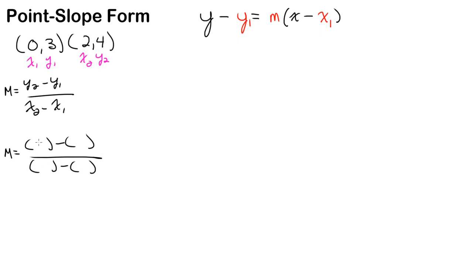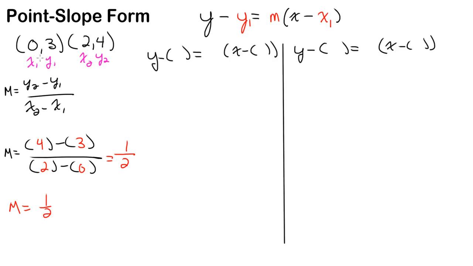So our y2 value is 4, and our y1 value is 3, and our x2 value is 2, and our x1 value is 0. And so 4 minus 3 is 1, and 2 minus 0 is 2. So our slope is half.